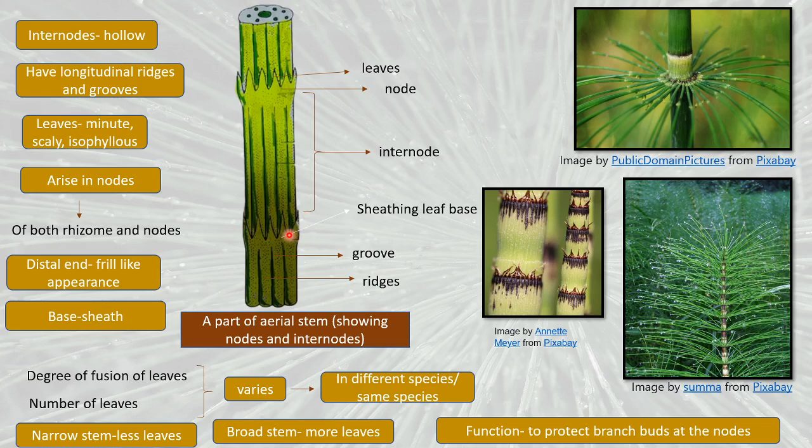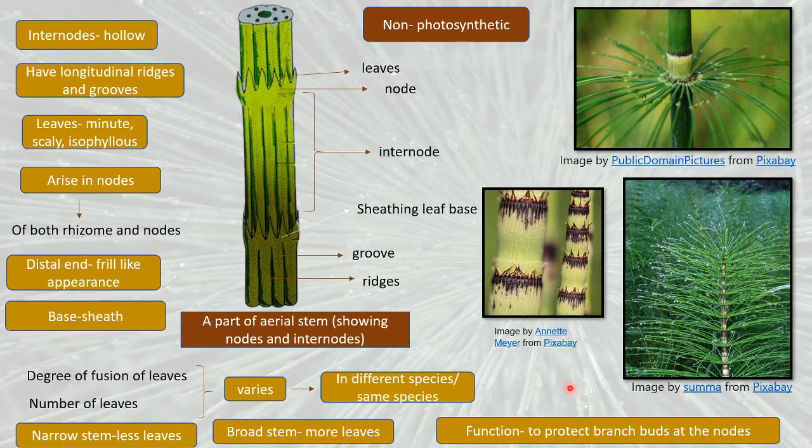So leaves are very small and they are non-photosynthetic, so they are not going to perform the work of photosynthesis, but most of the work of photosynthesis is actually performed by the aerial shoot, right? Because the aerial shoot is photosynthetic, it has chlorophyllous cells present which perform the function of photosynthesis.